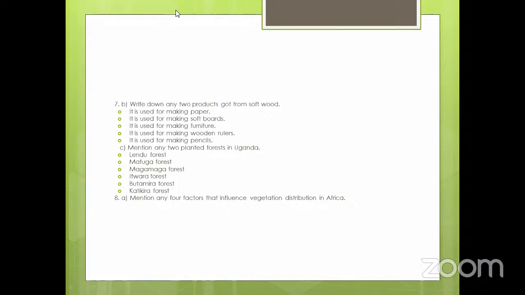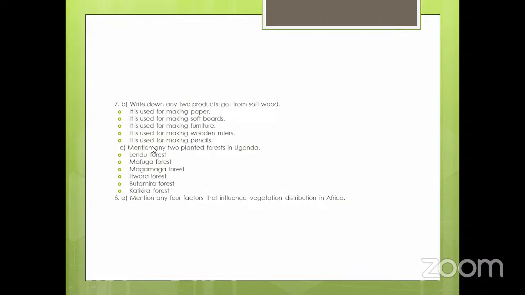Teacher, how many numbers are they? Sorry? How many numbers are they? The number of planted forests in Uganda is not certain, but I've just given you a few here because it depends on the area. Altogether, I may not deceive you now that there are 15 or 20.